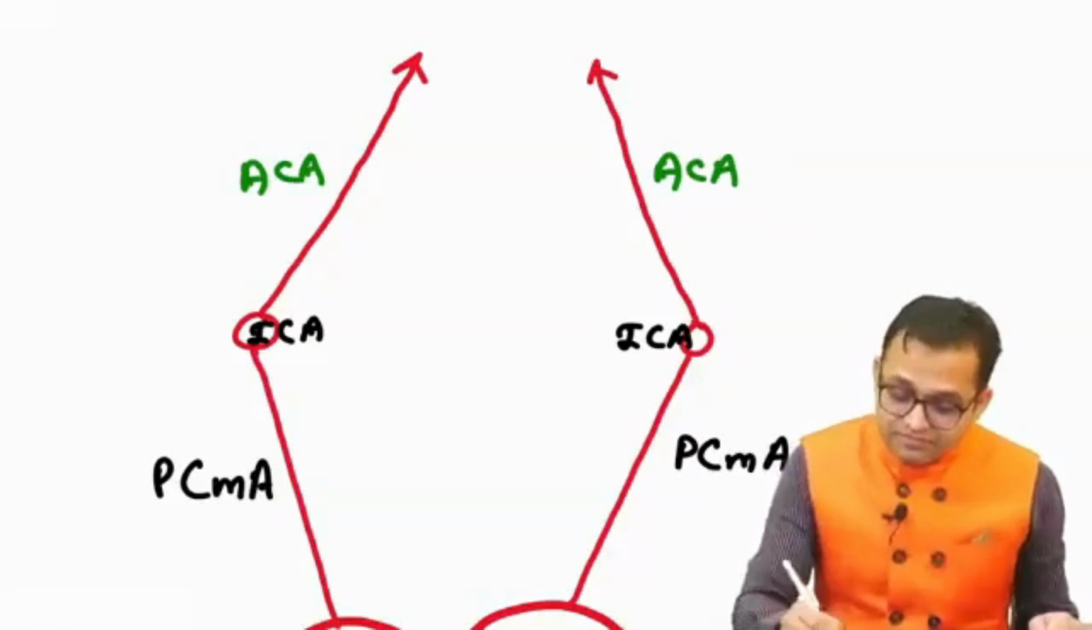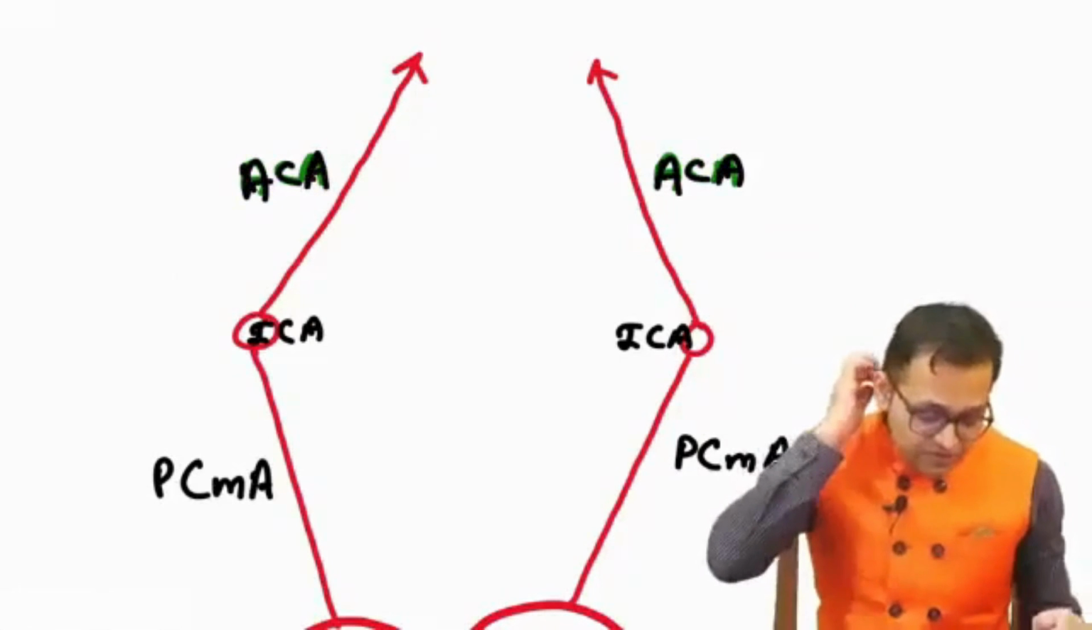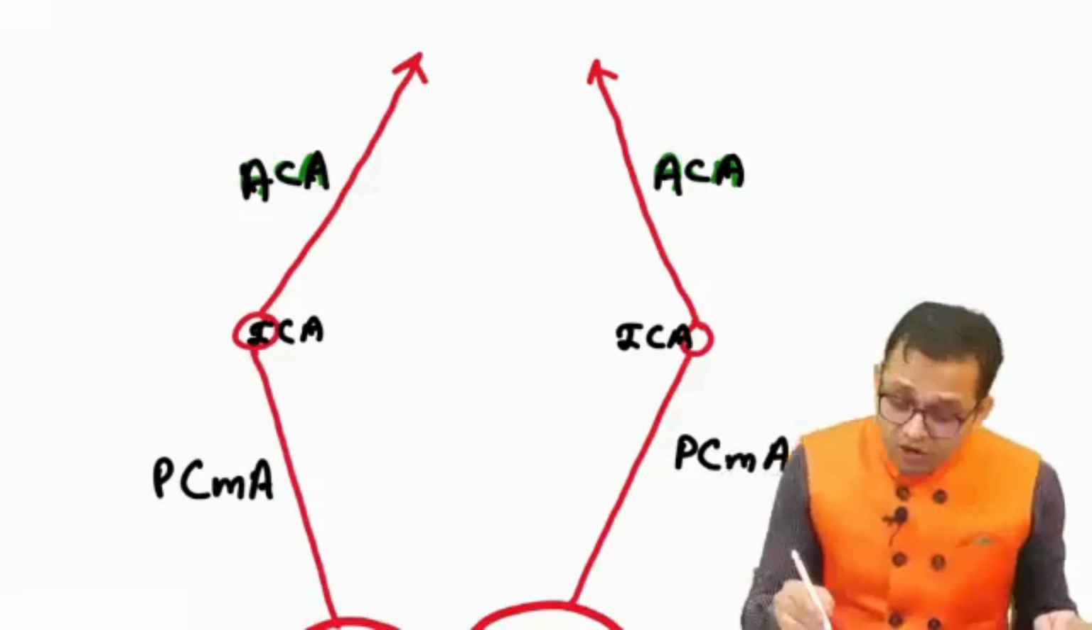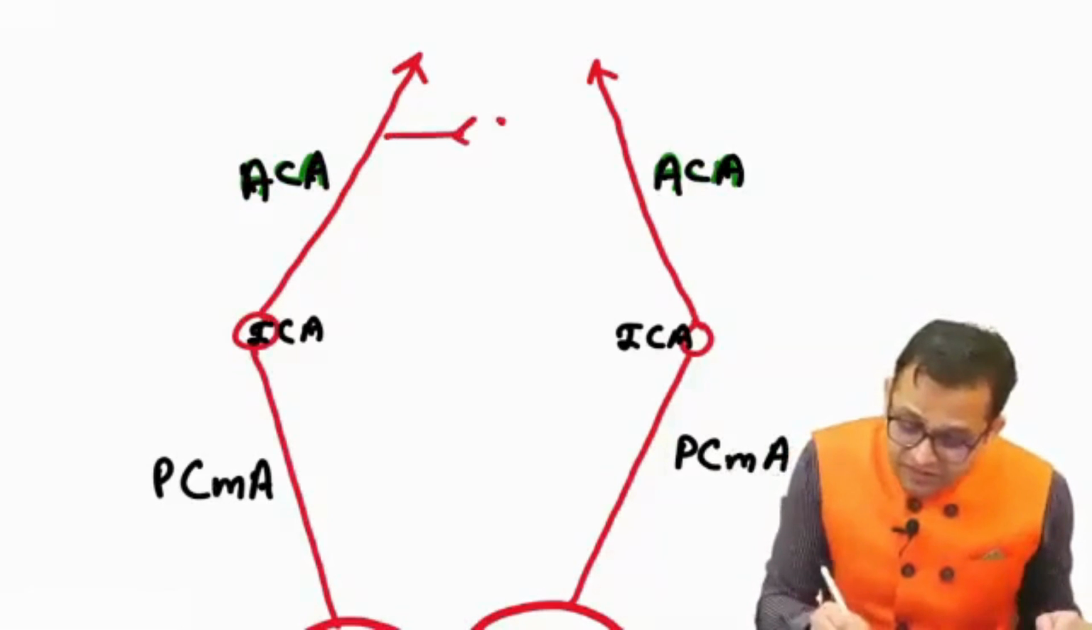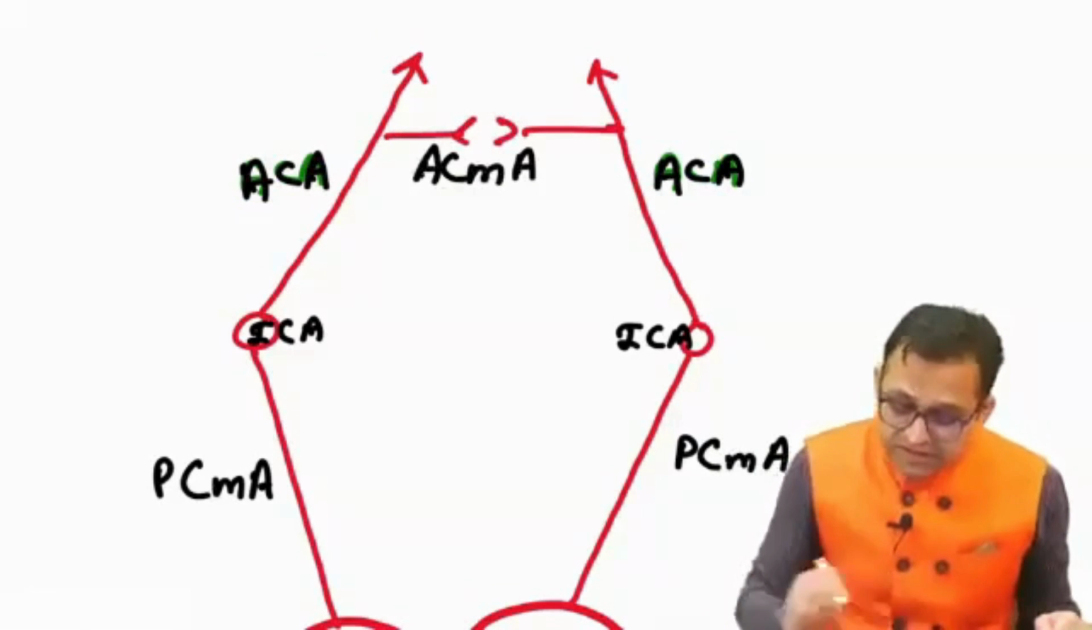Akka, akka, because it is going in front, therefore it will be the anterior cerebral artery. Agree beta? Now these anterior cerebral arteries, they are anastomosing together. Yes, this is our anterior communicating artery.